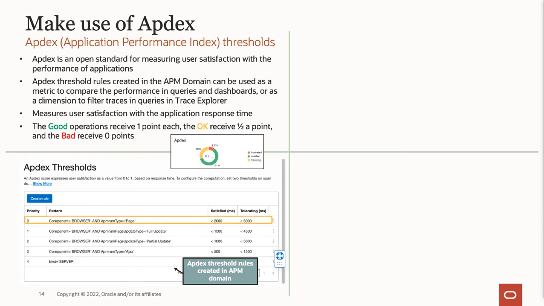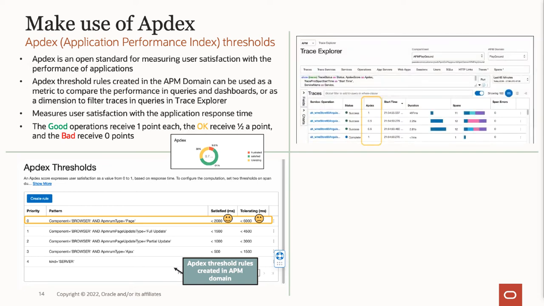For example, when the response time of the page load is less than 2 seconds, you can assume the user is satisfied. The Apdex score will be 1. On the other hand, if the page load time is more than 6 seconds, users can be frustrated. The Apdex score in this case will be 0. So basically, using Apdex, you can tell whether the application is doing well or not in terms of user satisfaction.